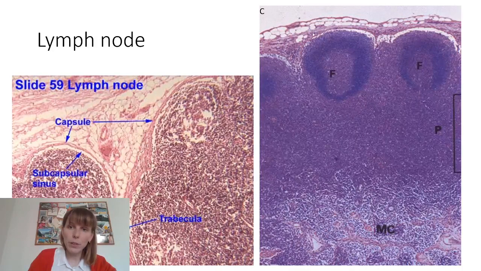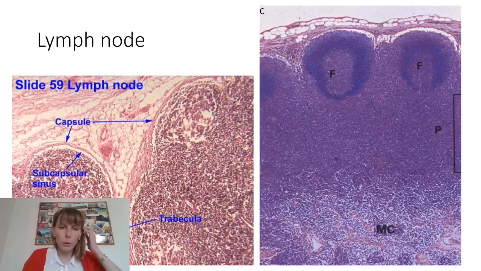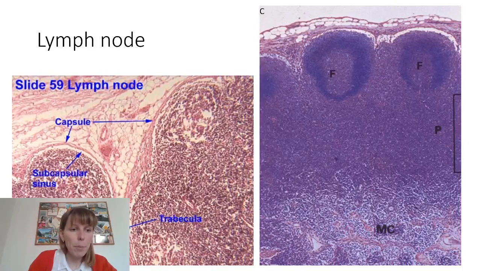The capsule is going around the whole organ, so it's capsulated, we already know, and the capsule is coming into the organ and forming the so-called trabeculae. So a trabecula is part of the connective tissue capsule going into the tissue itself, and it's dense irregular connective tissue as usual.